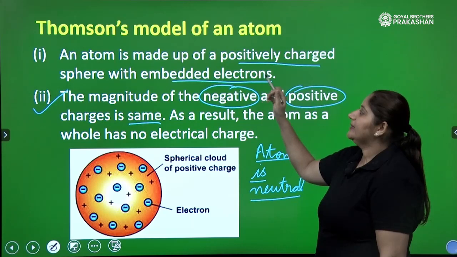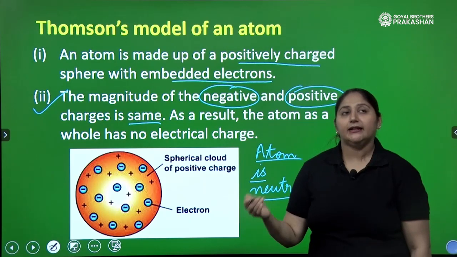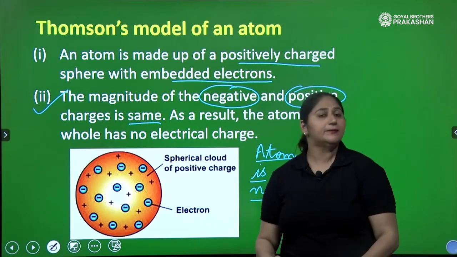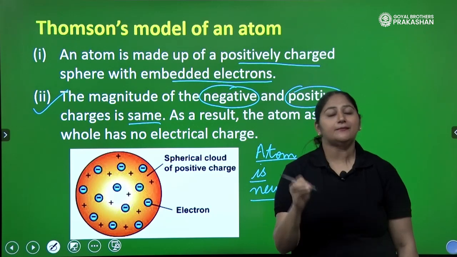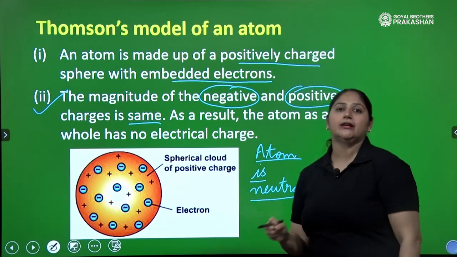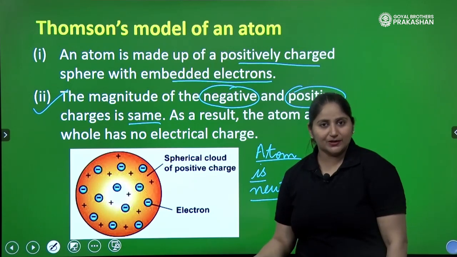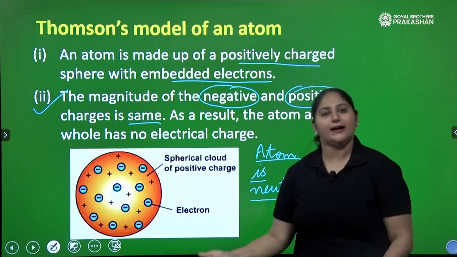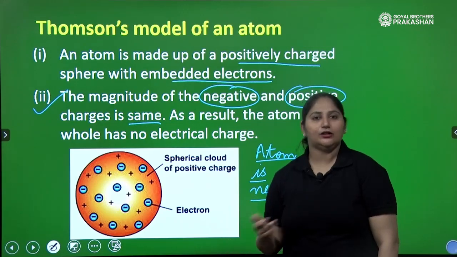He said that atom is made up of a positively charged sphere in which electrons are embedded, but in the other models of atoms it was proved that the entire surface of atom is not positive. Only the center portion of the atom is positive. So one postulate was incorrect, but the second postulate is totally correct. That's why it's important to study the history of chemistry. We are trying to understand how we got the structure of atom. Now let's watch an animated video for Thomson's model of an atom.